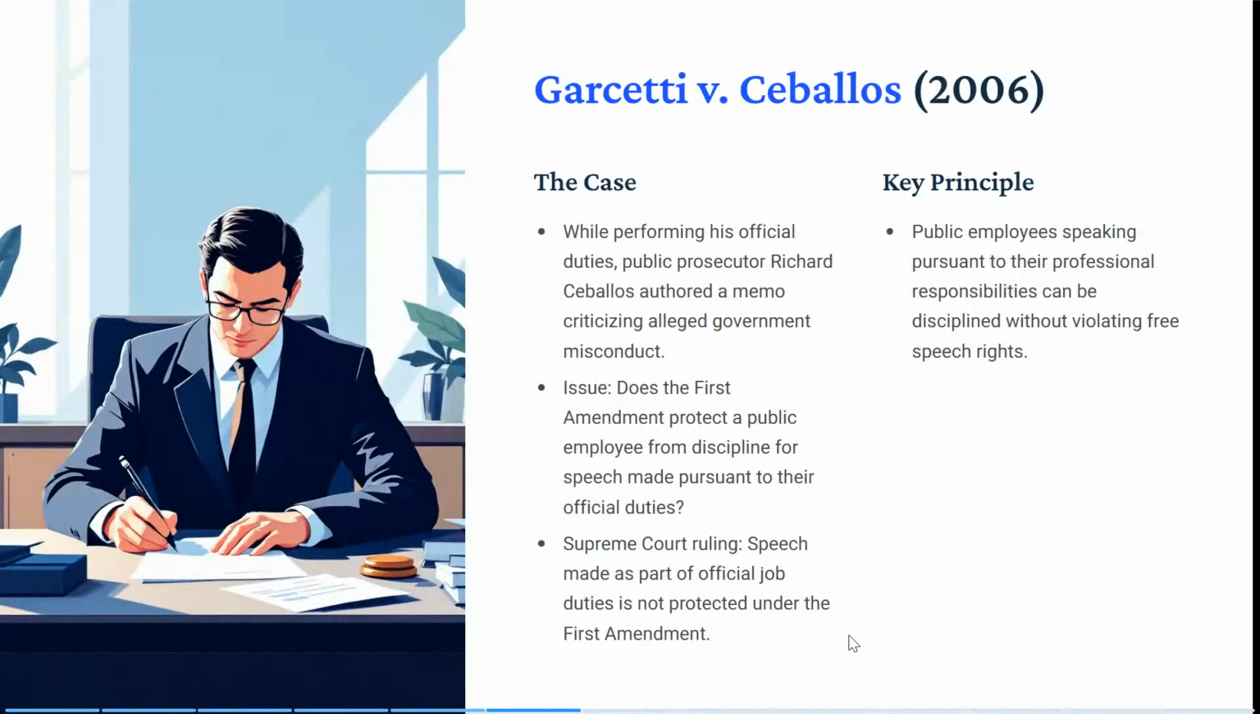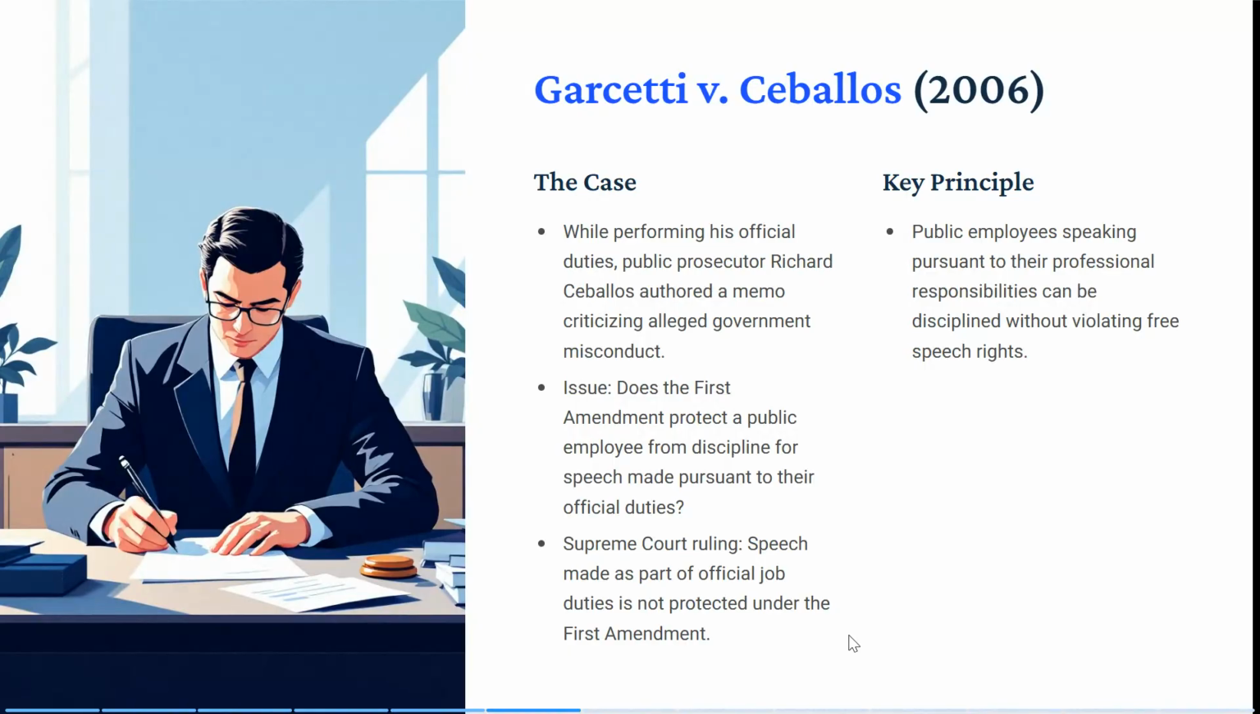The next case, which does not directly apply to schools and teachers but still involves a public employee, is Garcetti versus Ceballos in 2006. In this case, while performing his official duties, public prosecutor Richard Ceballos authored a memo criticizing alleged government misconduct. The issue: does the First Amendment protect a public employee from discipline for speech made pursuant to their official duties?